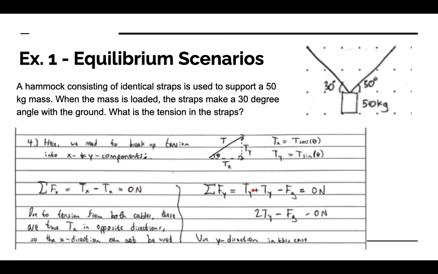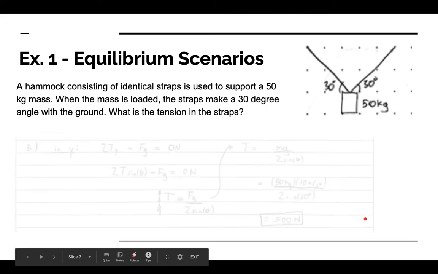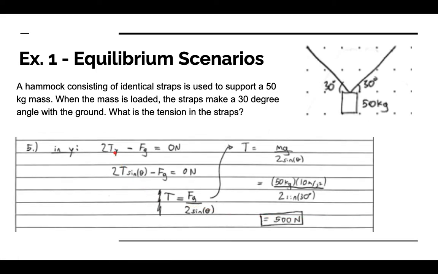So in the y direction, we have Ty plus Ty minus Fg equals 0 newtons. Again, the force of gravity acts down, and both vertical components of tension of both straps act upwards. So we have Ty plus Ty, or 2Ty, minus Fg equals 0 newtons. We can now substitute in the trigonometric expressions: 2 times T sine theta minus Fg equals 0 newtons. Solving for T, we get T equals Fg divided by 2 sine theta.